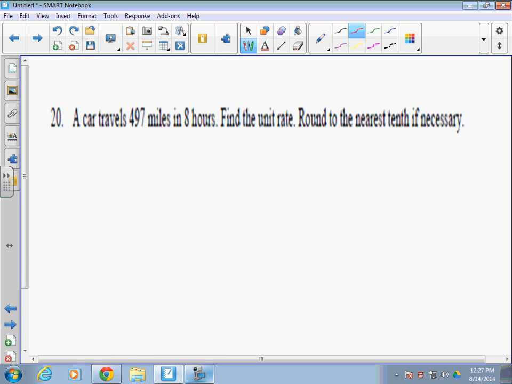Number 20 says a car travels 497 miles in 8 hours. Find the unit rate. Talked about this the other day. Rate is a synonym of speed. So this is the easiest formula to remember. Don't have too much anxiety about it, though. I already wrote the formulas on the board. There's one on the left board and there's one up on the front below the objective, and they'll be up there for you for tomorrow to use on your test.